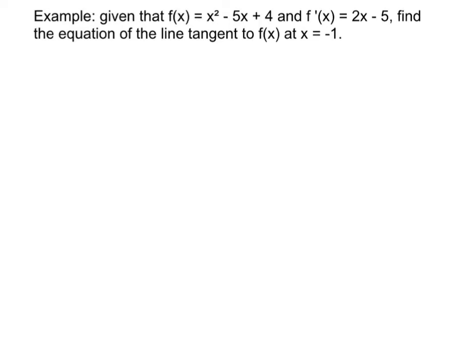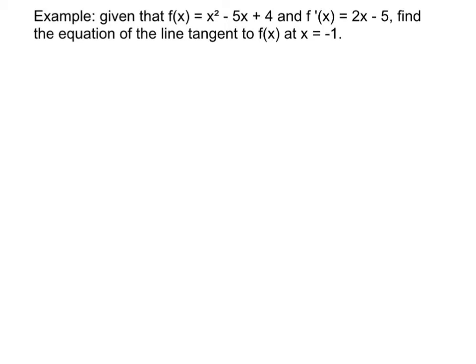So now I'm going to step this up one level of difficulty. In this example, I'm giving you the function. I'm saying given that f of x equals x squared minus 5x plus 4, I'm also giving you the derivative. And given that f prime of x equals 2x minus 5, find the equation of the line tangent to the function at x equals negative 1.